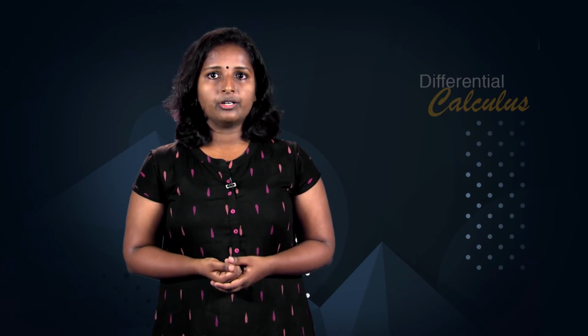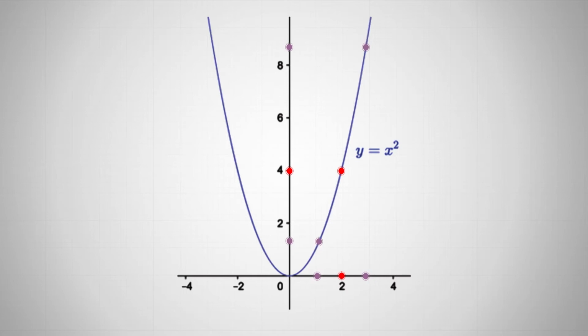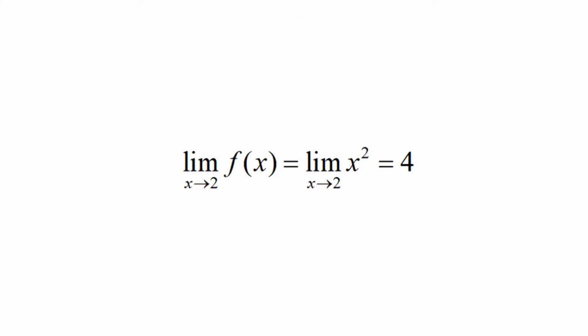As an example, from the graph of the function f(x) = x², it can be seen that whenever x gets closer and closer to 2 along the x axis from either side, the corresponding values f(x) = x² get closer and closer to 4 along the y axis. That is, f(x) = x² can be made as close as we like to the number 4 by taking values of x sufficiently close to 2. Hence, limit of f(x) as x approaches 2, equal to limit of x² as x approaches 2, is 4.